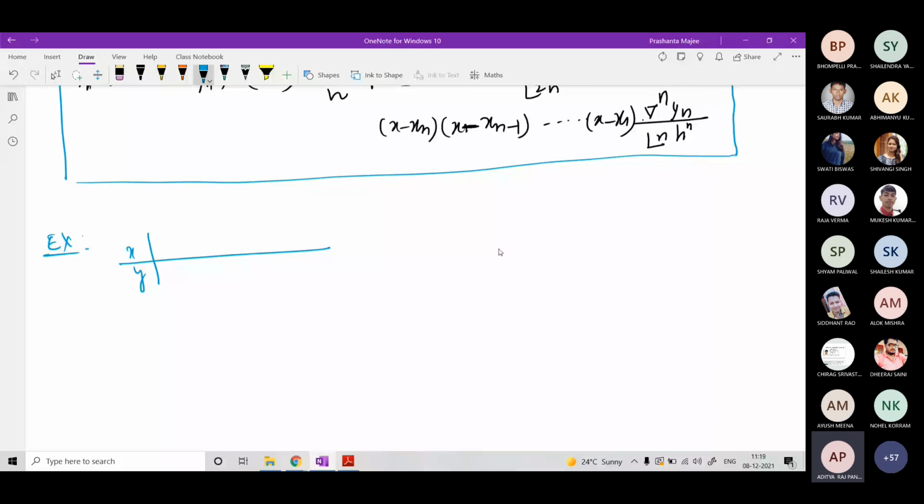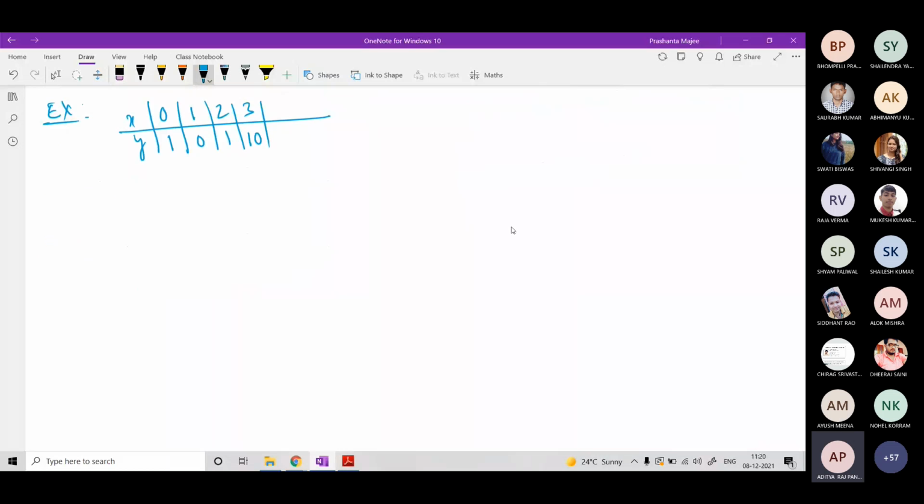X, Y, 4 data points are given. X is 0, 1, 2, 3 and Y is 1, 0, 1, 10. Some of you try to find the polynomial using Newton's forward difference, and the rest of the students try to find the polynomial using Newton's backward difference, and see whether they are same or different. So let us first quickly create the table.